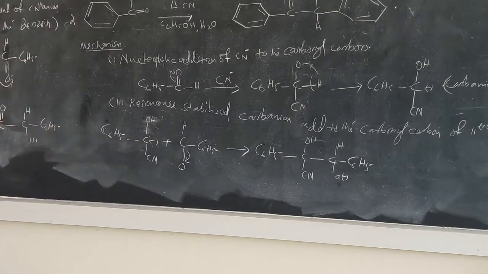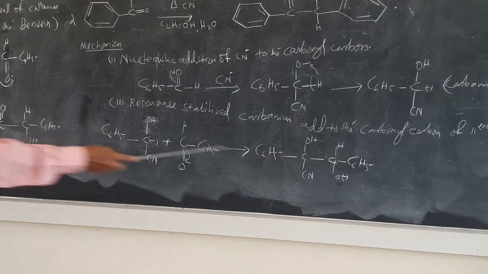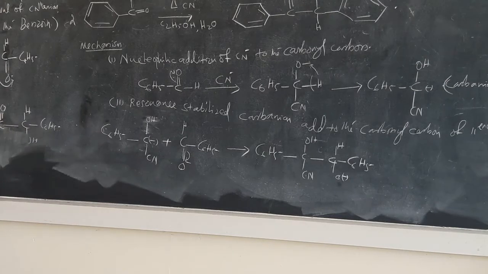So let us see that same thing. C6H5, COH, CN, CHO minus, C6H5. That is this ion. What are the things happening here? Hydrogen is going to oxygen, so this is O minus. This H plus is going to OH. That is why this OH is here.